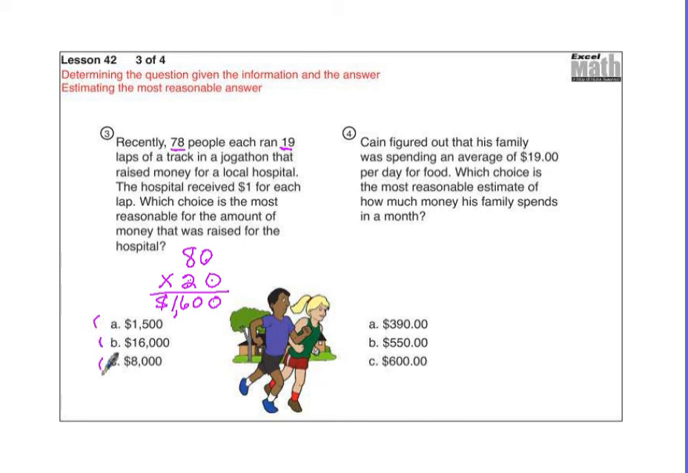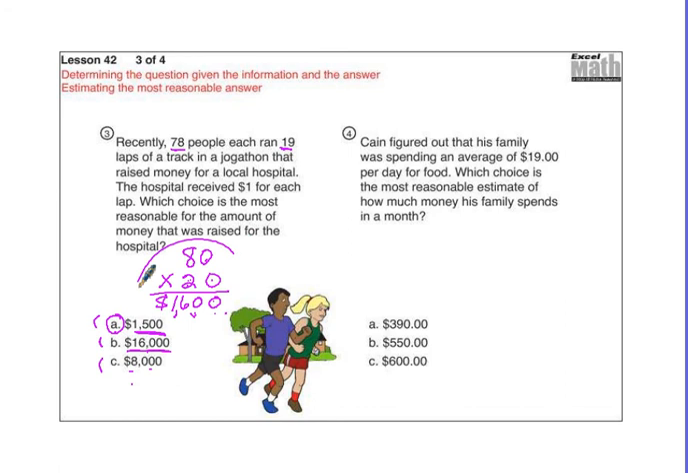So notice the choices now. 1,500, 16,000, and 8,000. Now why do you think that they put 16,000 in there as one of the choices? You can see that if you added another 0 on, your answer would be 16,000. But 16,000 is nowhere near 1,600. 1,600 is much closer to 1,500, and so we'd pick A as the answer. 8,000, that's about half of that number, and so that one doesn't make sense either.